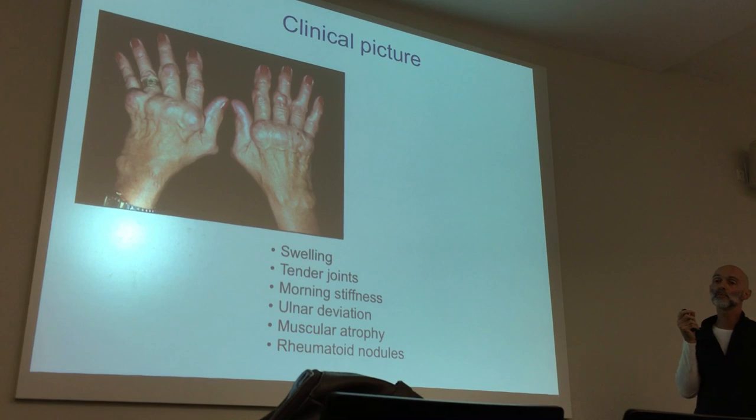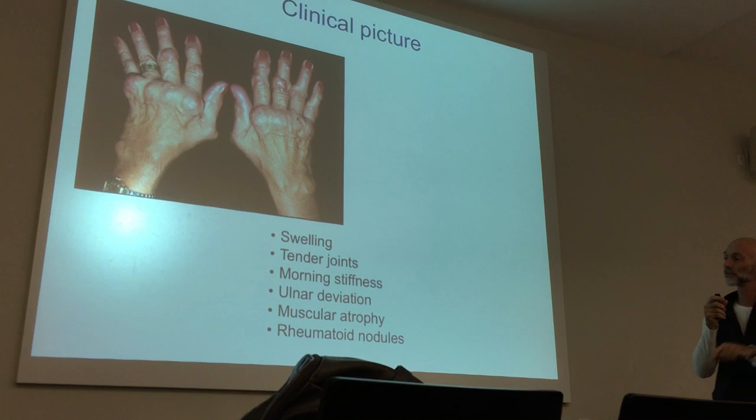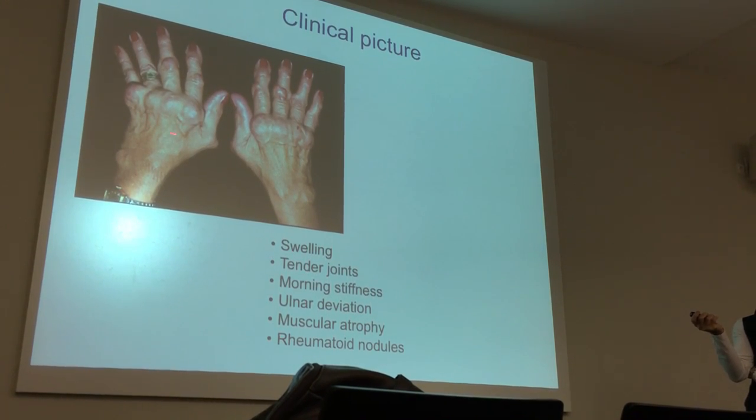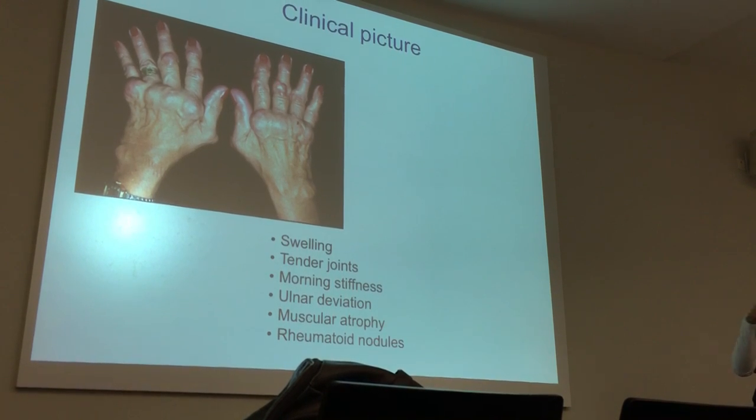The patients are not able to make a fist in the morning when they wake up. We have this so-called ulnar deviation, so deviation of our fingers to the ulnar side. We have a muscle atrophy here. And maybe even rheumatoid nodules, like here, for example.